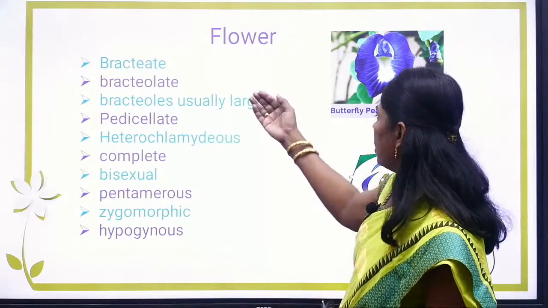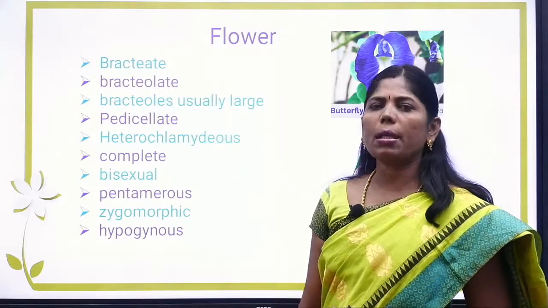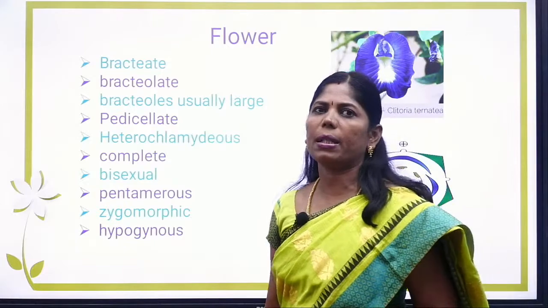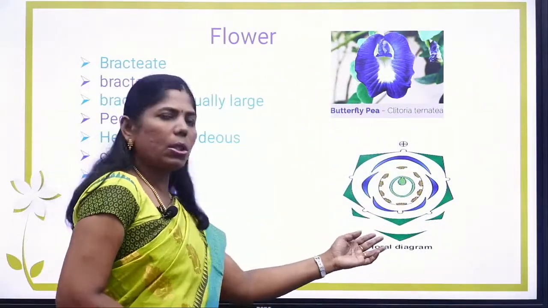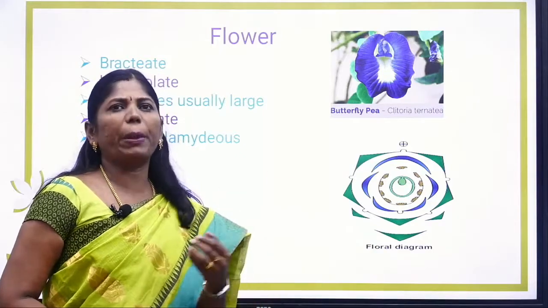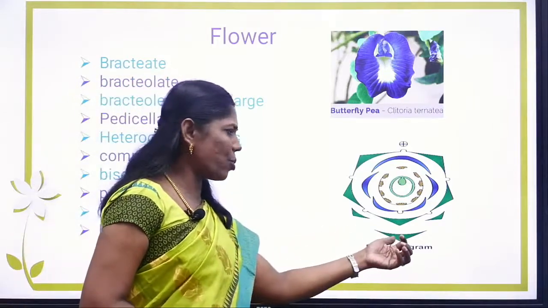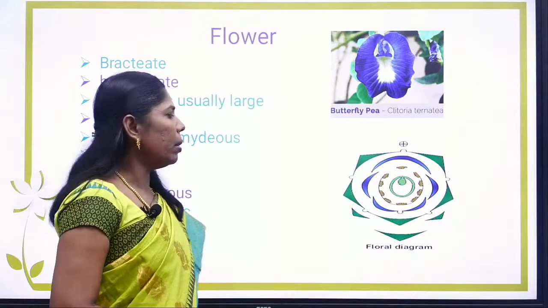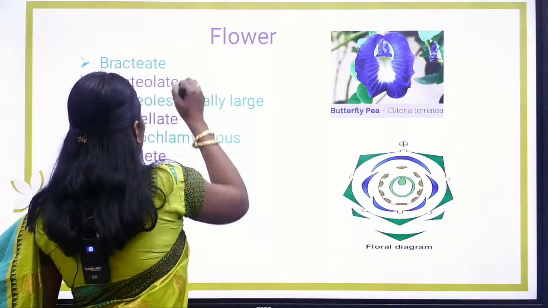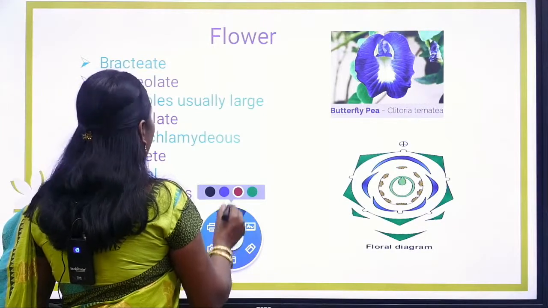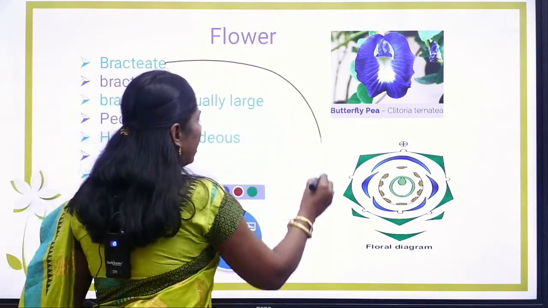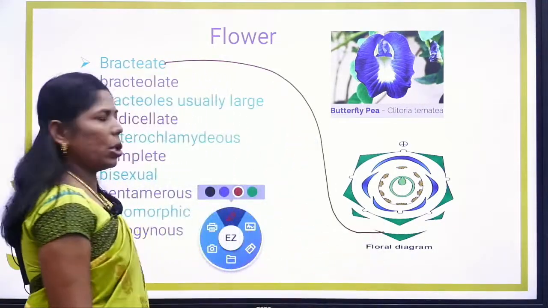The first one is bracteate. What is bracteate? If the bract is present, that is called bracteate. Where is the bract? The bract is present at the base of the pedicel. The extra outgrowth at the base of the pedicel is the bract. If the bract is present, that is bracteate. If the bract is absent, that is ebracteate. If there is no bract, we call it ebracteate.